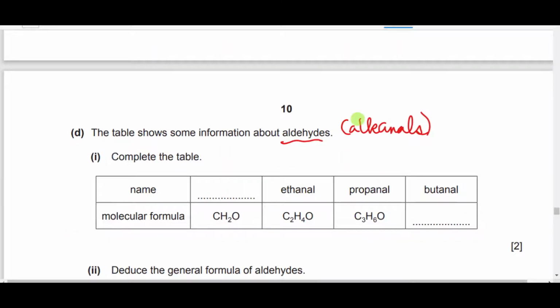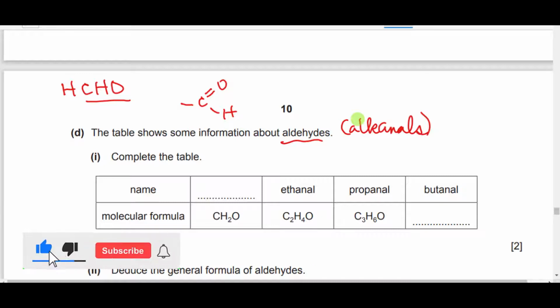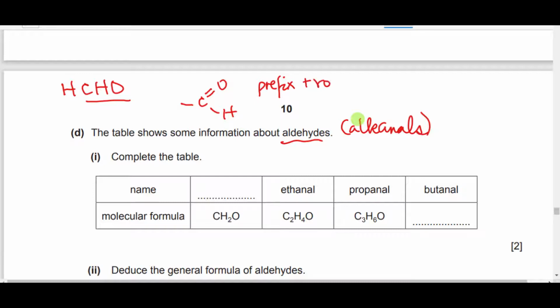Fine. So let's come here. That's HCHO, right? What's the functional group here? The functional group is C double bond O H, right? That's the aldehyde functional group. So if you have to name it, remember we name using the prefix plus root plus suffix, where the suffix comes from the functional group, which is "al". And the root is obtained from the number of carbon atoms present.